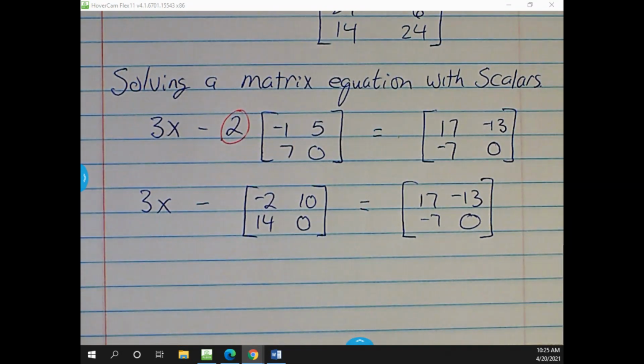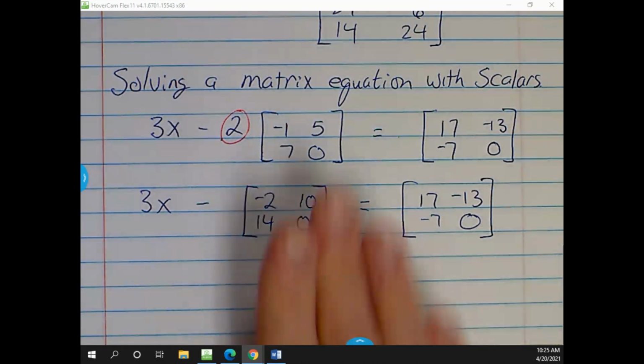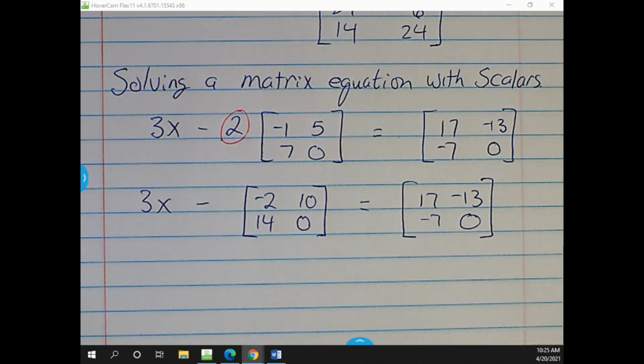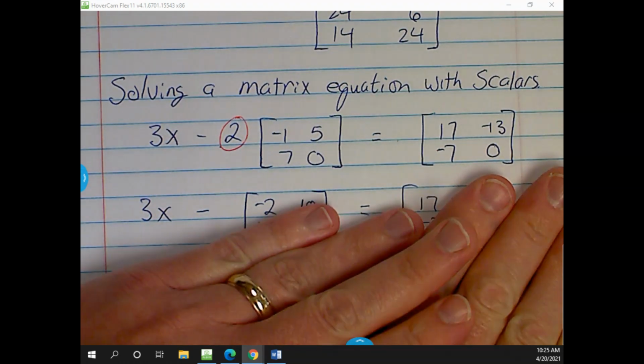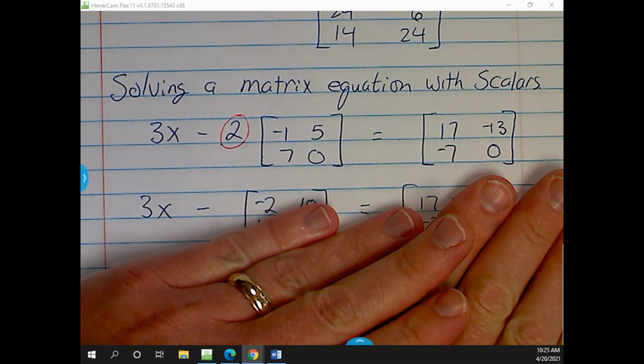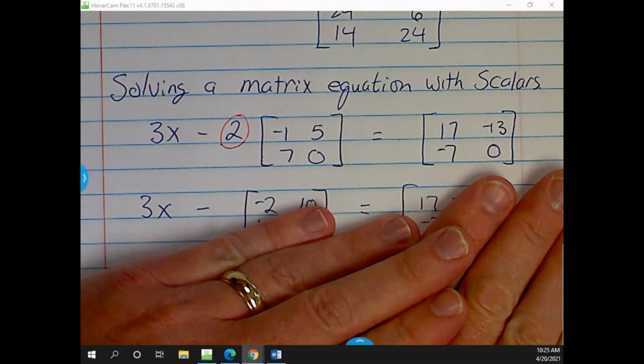So now that the scalar multiplication is gone, it's just like solving a matrix equation. And we're still going to solve for x, so we're still trying to get x by itself here. What you have to think about on this one is that if we covered everything up except for the first number here, you've got 3x basically minus 2 equals 17.